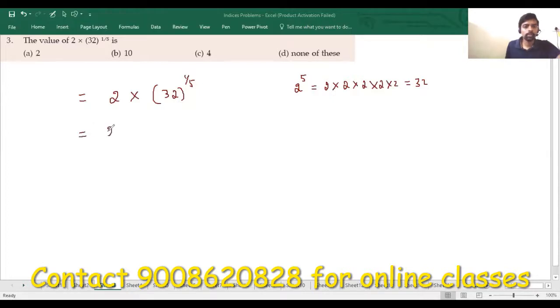So this is equals to 2 into 32, right? So instead of 32, I will write 2 to the power 5 whole to the power 1 by 5. So now here 5 and 5 will get cancelled, correct? That's 2 power 1. 2 power 1 is 2. So 2 into 2 is 4. Option C.